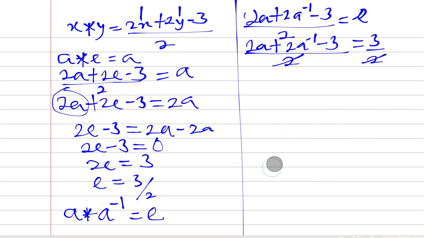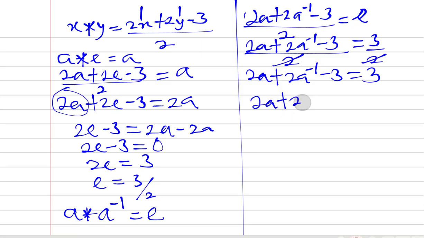All right, so let's finish our question. This will now give us 2a plus 2a inverse minus 3 equal to 3. Are you seeing that now? Then what will I have? I will have 2a plus 2a inverse equal to 3 plus 3. And that will give us 2a plus 2a inverse equal to 6.